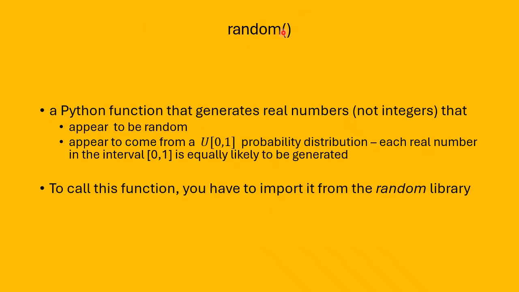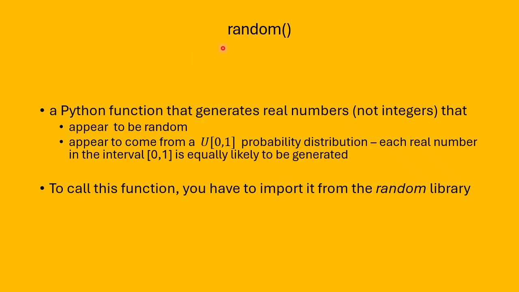We're going to talk about the function called random. It's a Python function that generates real numbers, not integers, that appear to be random and appear to come from a uniform 0-1 probability distribution. Each time you use this function, it'll give you a number, and if you look at the collection of numbers that it generates by using this function over and over again, it will appear that each real number in the interval from 0 to 1 is equally likely to be generated.